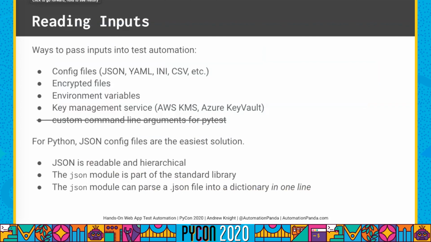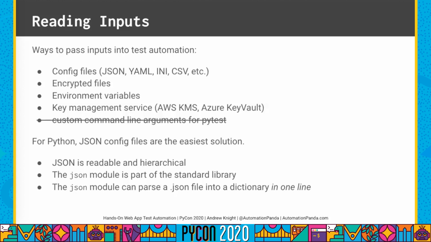There are a couple of ways to pass inputs into test automation. Arguably, the easiest way is to use a text-based config file. Config files can come in many formats, like JSON, YAML, INI, or CSV. They simply have a bunch of different values in them that can be read in and parsed using standard modules. The reason to use a text-based format instead of a different kind of format, for example, like Excel, is that text-based formats are easy to diff when it comes to code reviews. You could also use encrypted files, which might be a little bit safer, but a little bit tougher to deal with.